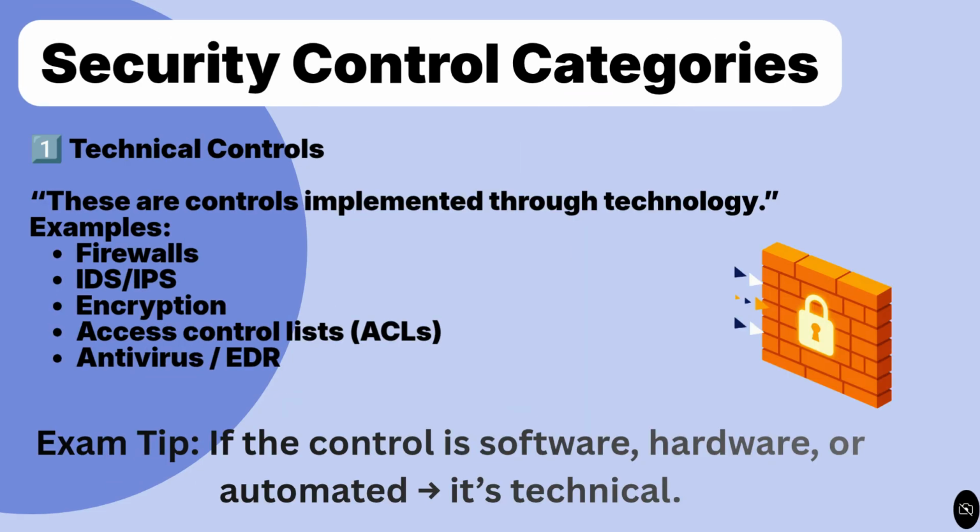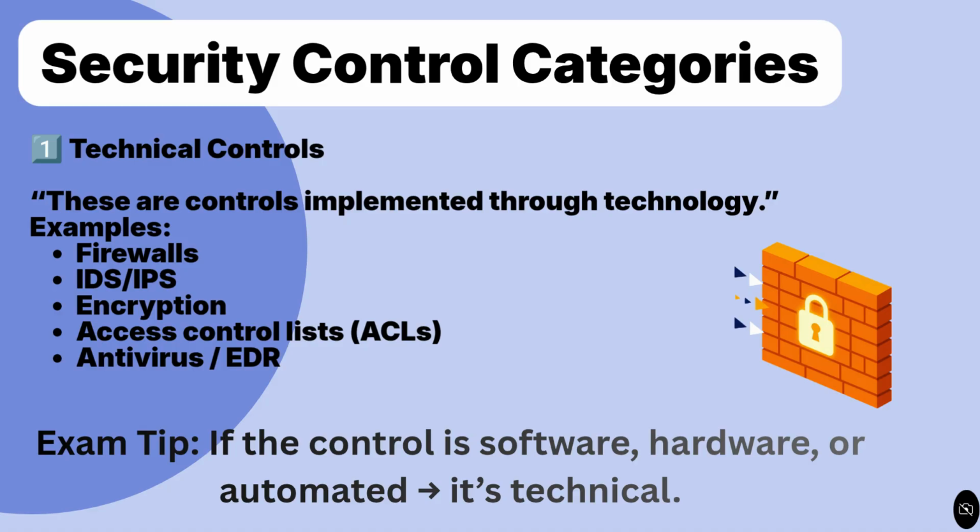There are four major categories of security controls. First, technical controls. Technical controls are implemented through technology. These are automated or system-based controls that rely on hardware, software, or firmware. Examples include firewalls, intrusion detection and prevention systems, encryption, antivirus software, and access control lists. If the control is performed by the system or device, it is a technical control.